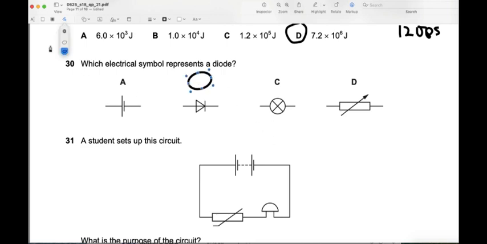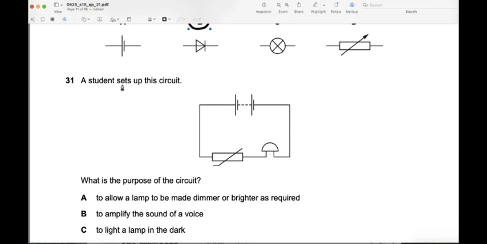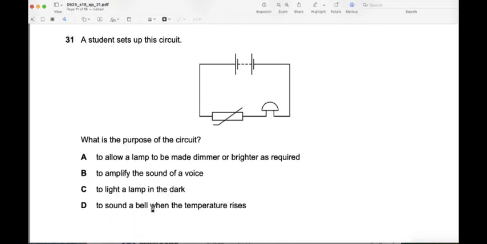We're progressing. Remaining 10 questions for us to be done with this paper. A student set up this circuit. Here is a battery. Here is a buzzer. Here is a rheostat or a thermistor. What's the purpose of this circuit? To allow the lamp to be made dimmer and brighter. Is that the purpose of the circuit?